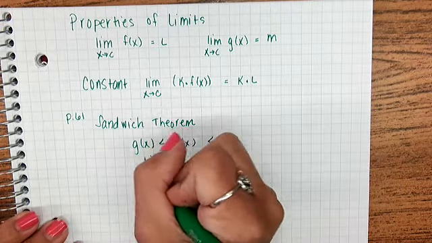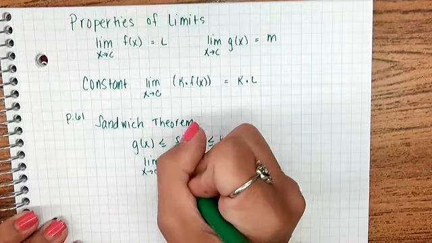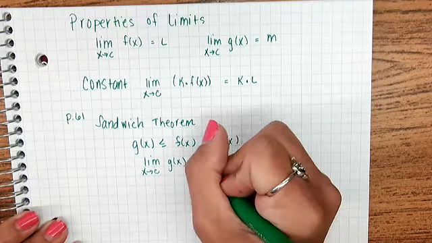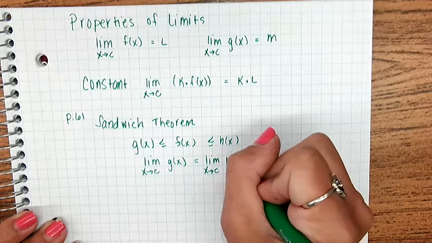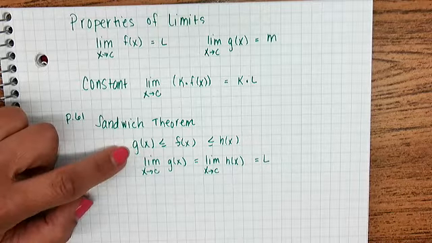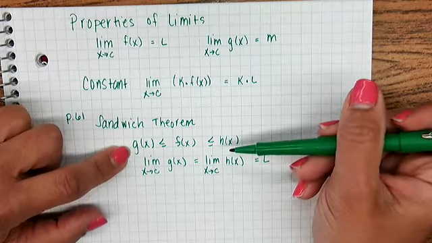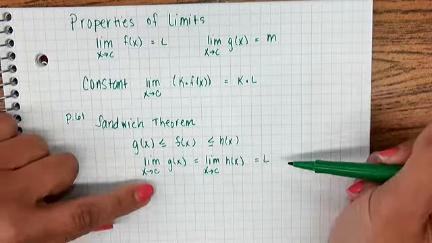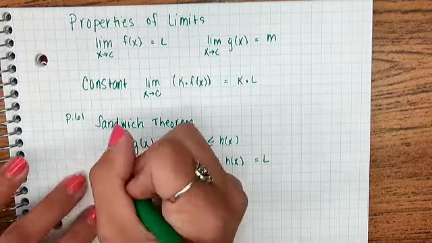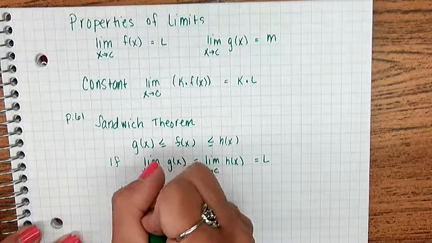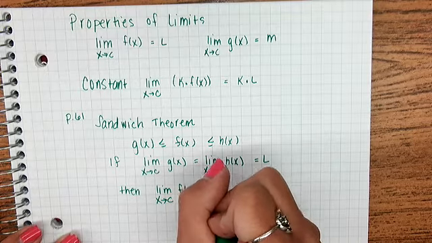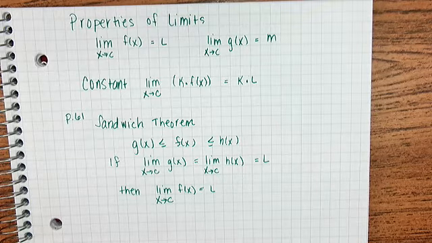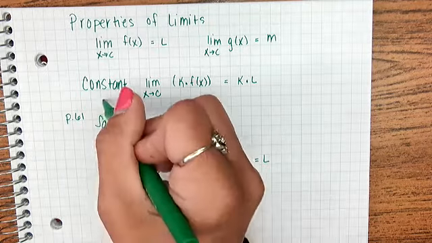If the limit as x approaches c of g of x is equal to the limit as x approaches c of h of x, g and h both approach c, and they have that same limit L, then that means that the limit as x approaches c of f of x is also equal to L. That is the sandwich theorem.